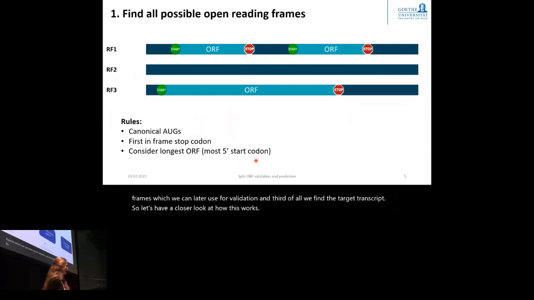In the first step, we have the transcript sequence, and we simply note down all possible open reading frames by going through all of the 3 reading frames of the transcript. And as an open reading frame, we only consider canonical AUGs, and then we stop at the first in-frame stop codon. And all of the start codons that are in frame and within the open reading frame are disregarded. So we only consider the longest open reading frame. And in this example here, we found 2 open reading frames. In the first, there is none in reading frame 2, and there's one in reading frame 3.